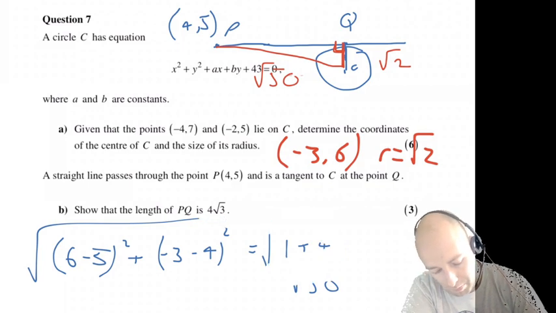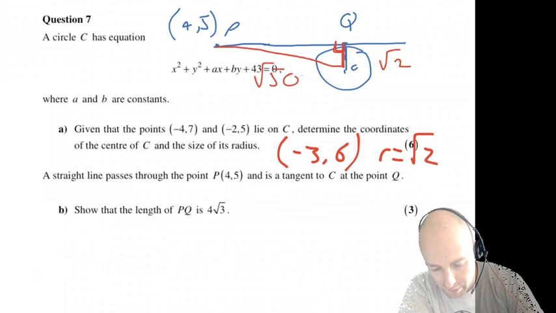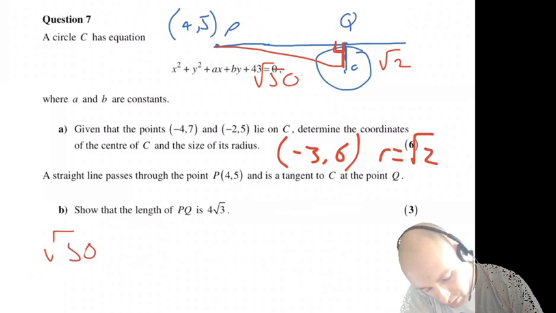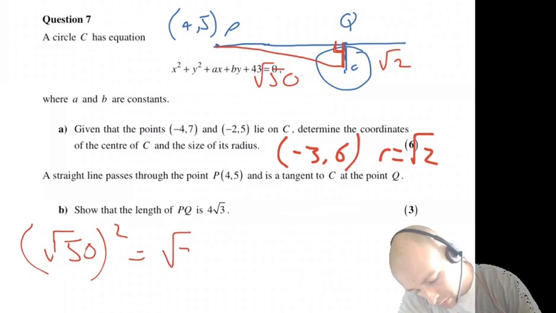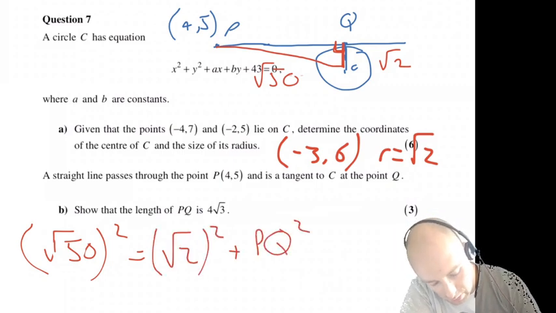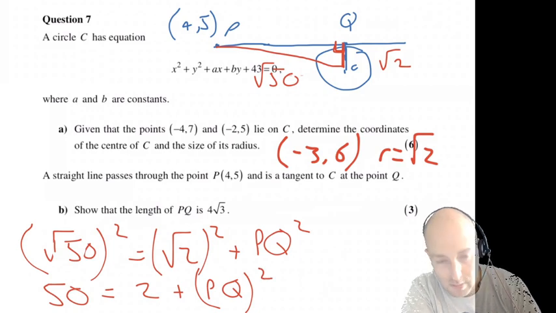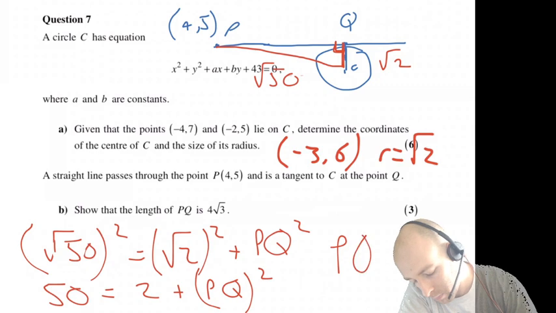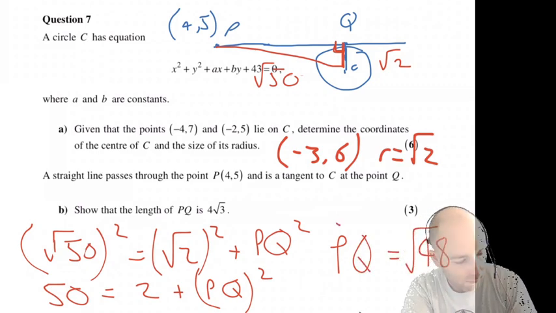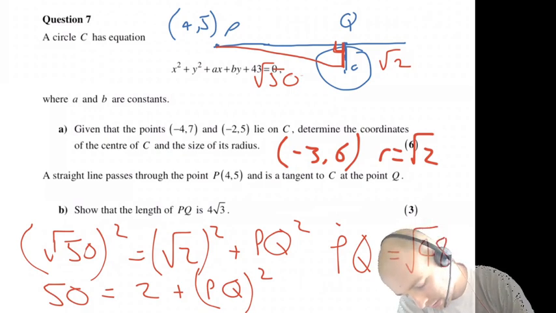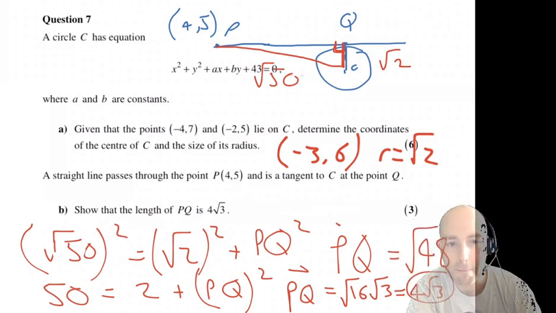So we can find the length of that one by doing, well, root 50 is the hypotenuse. Root 50 squared equals root 2 squared plus PQ squared. So 50 equals 2 plus PQ squared. So I'd say PQ squared is 48, so PQ is root 48. And we can split root 48 up using surds. 48 is 3 lots of 16. So PQ is root 16 times root 3. Root 16 is 4, so we get 4 root 3.